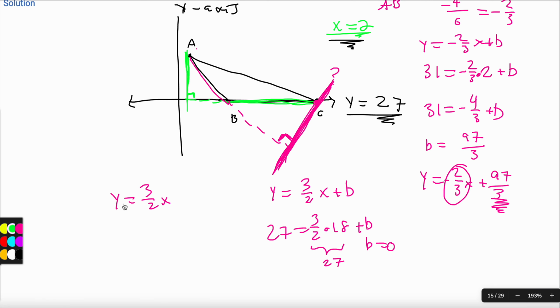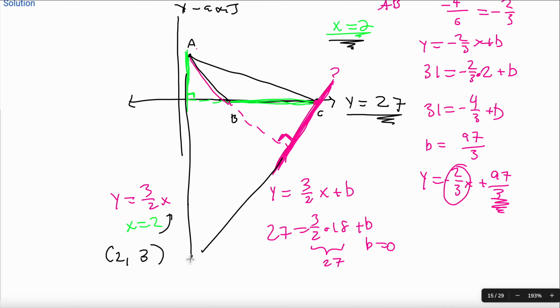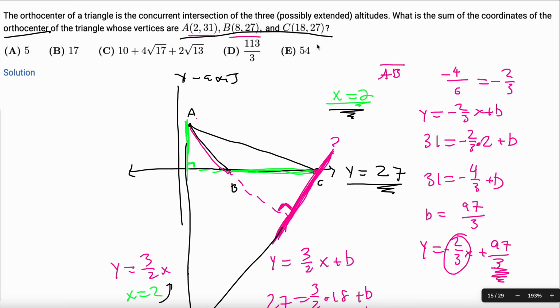Now we have this equation, and we have x equals 2 as our second equation, so now we just have to solve. If x equals 2, we can plug that in and we get the point (2, 3). That's the point where these lines continue down here and intersect somewhere over here. So if we want to sum the coordinates of (2, 3), we get 2 plus 3 equals 5, which is our answer.